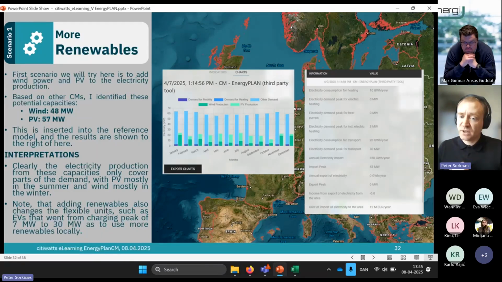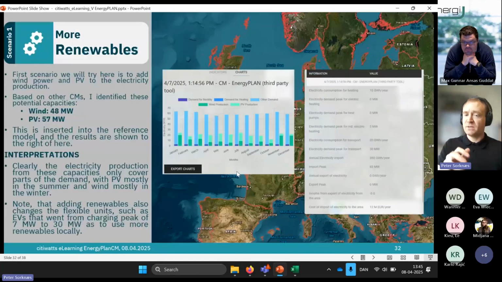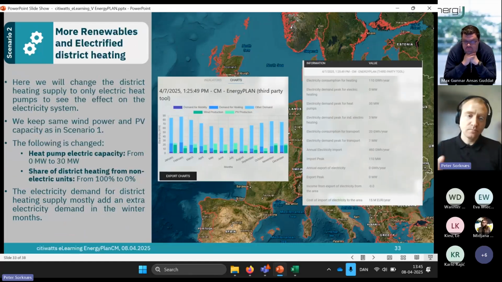But actually, if you look at the import peak, it is 83 here with the renewables. And if you go back, you can see it was 84. So actually our import peak, how much we use our electricity connection to the surroundings, has decreased based on this, even though charging for transport has increased. And that's because it will also try to make it in areas where there is a high production, but also where there potentially is a low consumption in the tool.